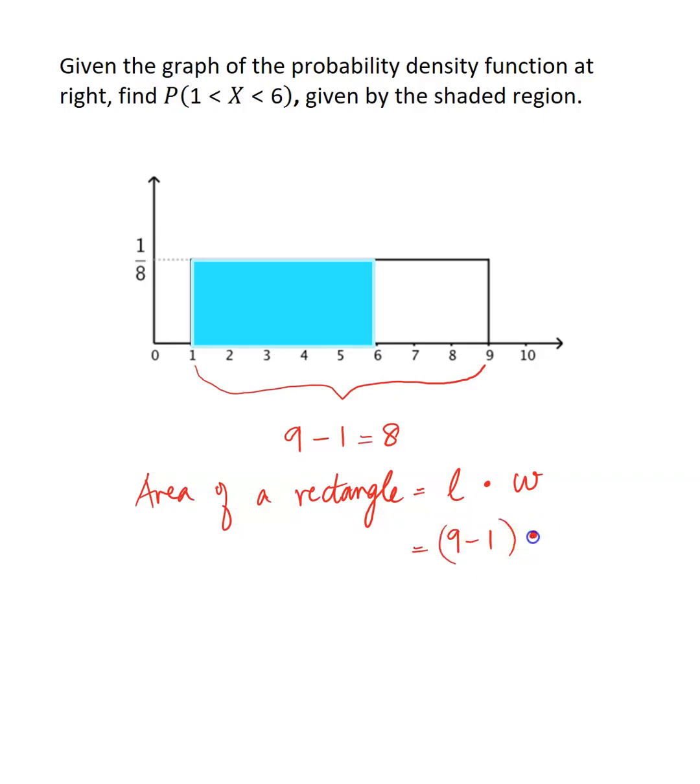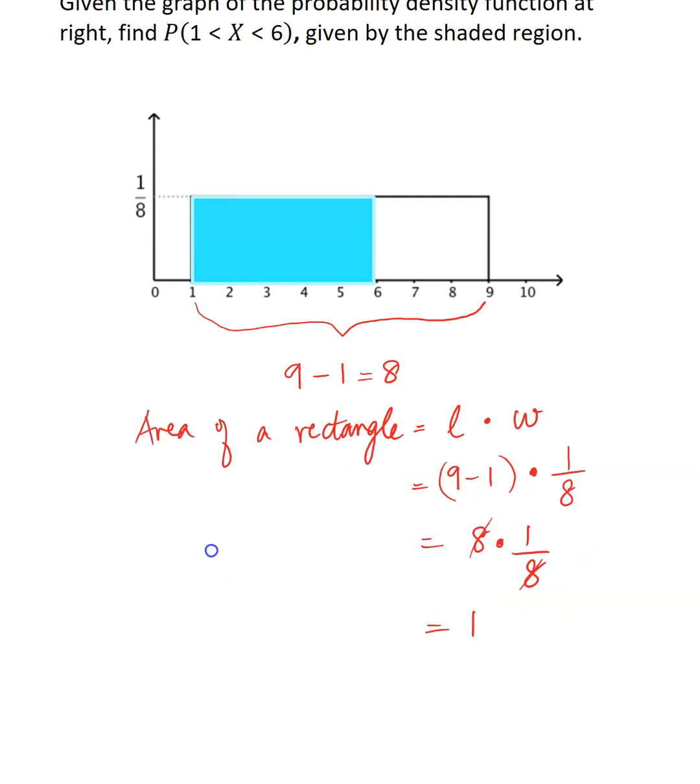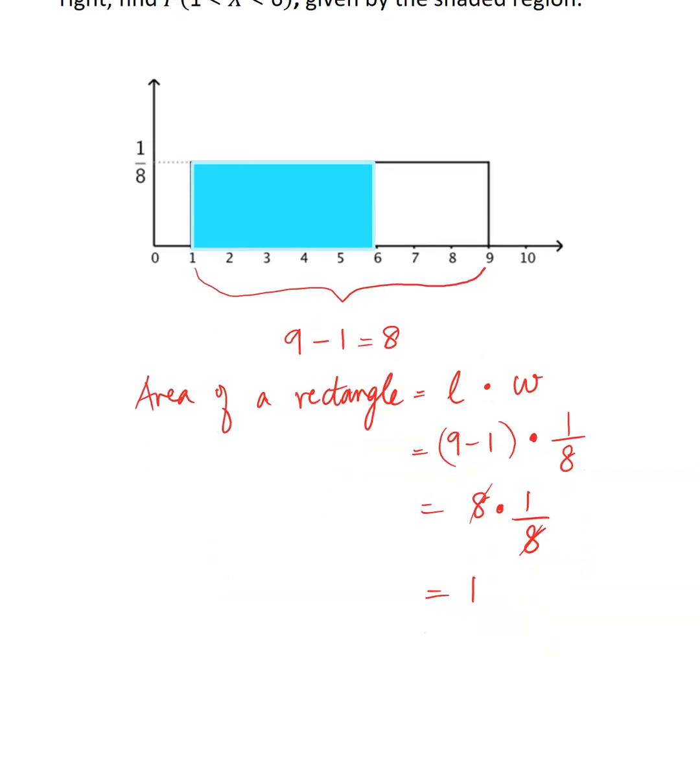So I'm going to put it that way. And the height is given to be 1 over 8, which means 8 times 1 over 8. So the 8's cancel off, leaving us with 1. If the area of the rectangle in this setup comes out to be 1, this means this is the total probability.